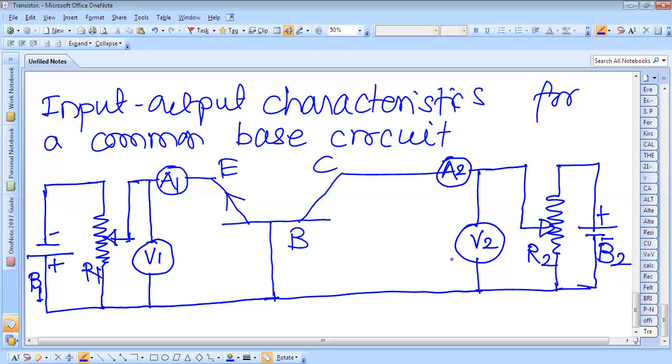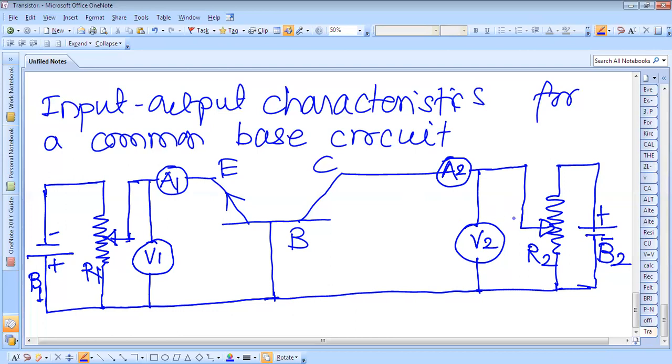So here the current is assumed to be positive when the direction is from the external circuit toward the transistor terminals. But here the current is going from the transistor to the outward side. It means that we have to take the sign of the emitter current as negative. Okay. And the voltage VCB is positive. That is, the voltage across collector and base is positive.